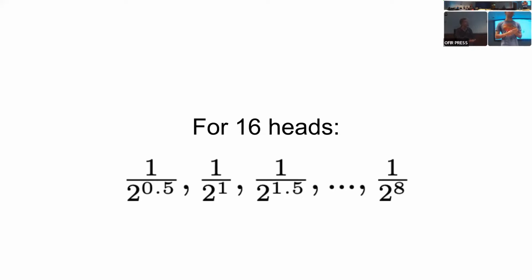Any other questions about the ALiBi implementation? Yeah. Could the bias have been non-linear, like square root? Oh, yeah.